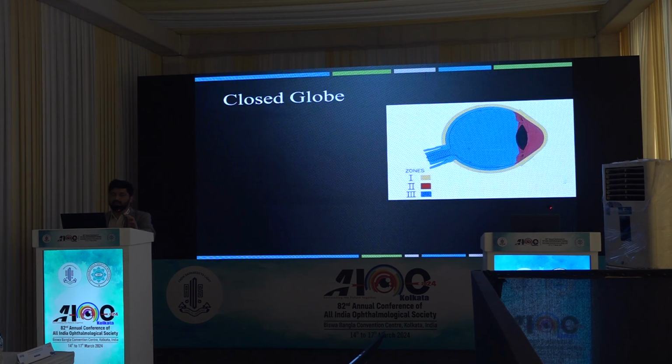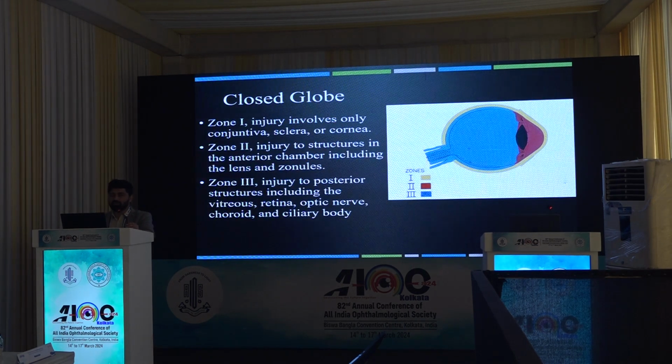Similarly, in the closed globe injury also there is a classification, there are different zones of injury. But most of the time it's not an emergency condition. You can give the primary treatment to handle the anterior trauma in terms of traumatic uveitis and all that. But it does require referral to a vitreoretinal surgeon irrespective of the zone of trauma. Even if it's in the anterior segment, there could be some transmitted effect which can cause posterior segment problems.